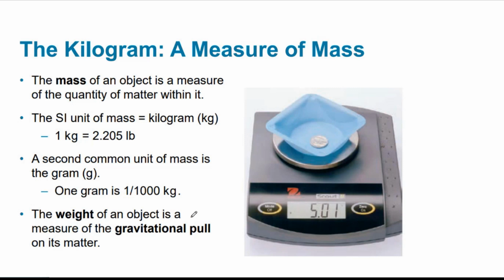A second common unit of mass is the gram, obviously. So the gram is actually the base unit. So 1 gram is 1/1000th of a kilogram. And we'll talk about that more in a minute.